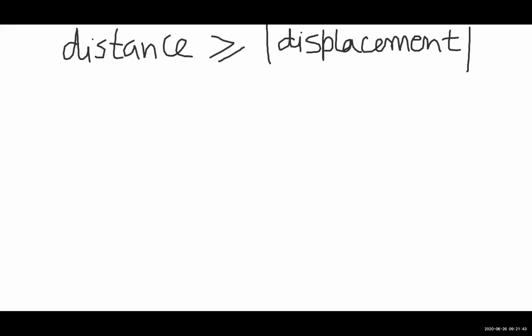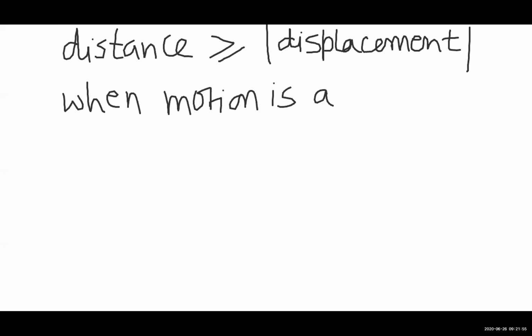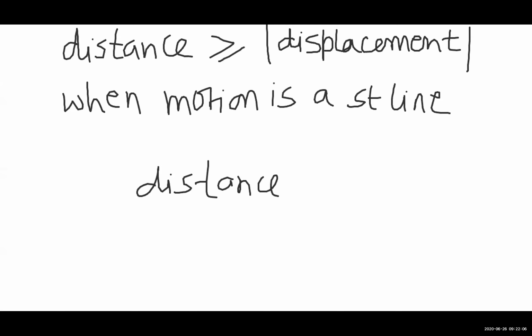When is distance traveled equal to the magnitude of displacement? So when motion is a straight line, distance is equal to magnitude of displacement.